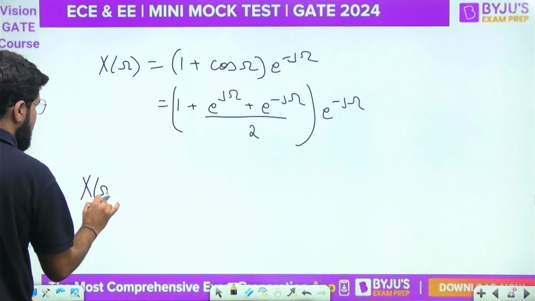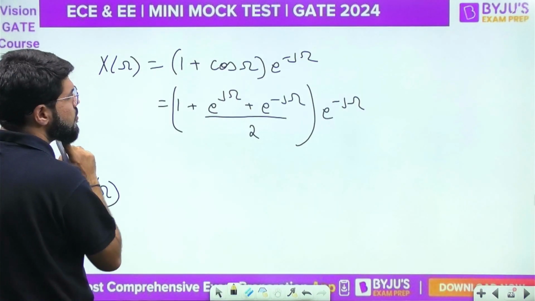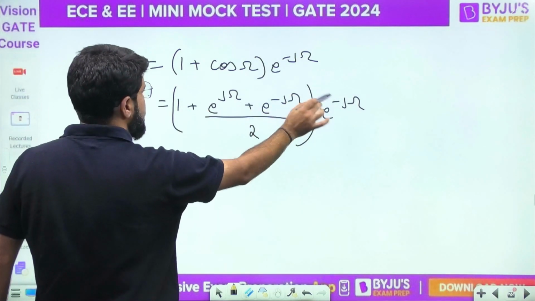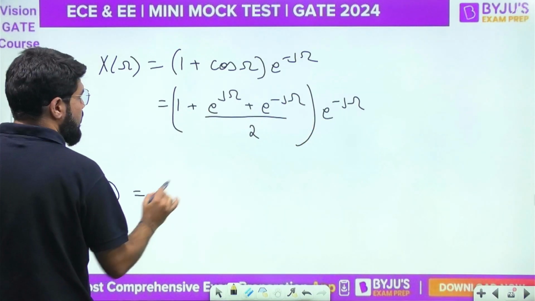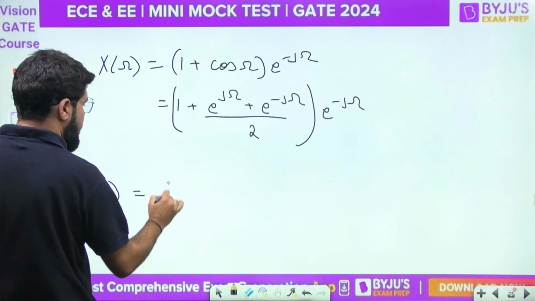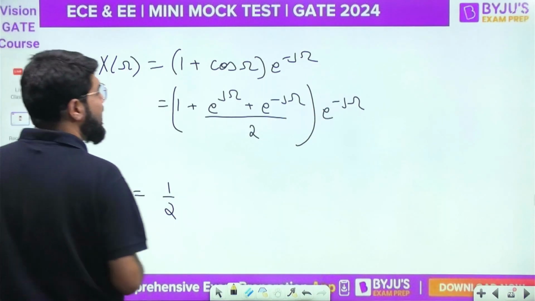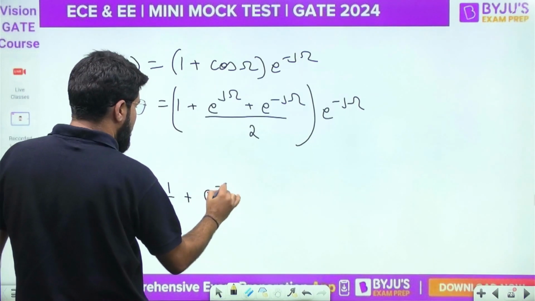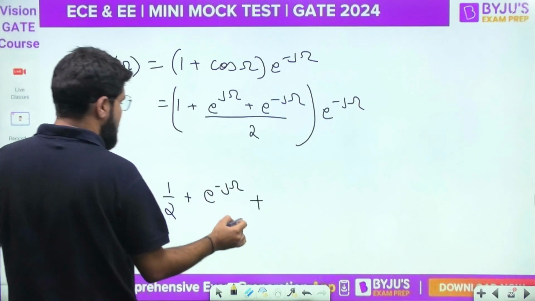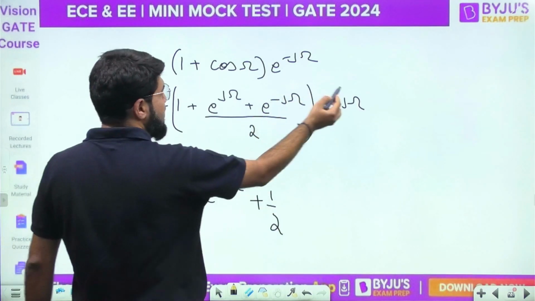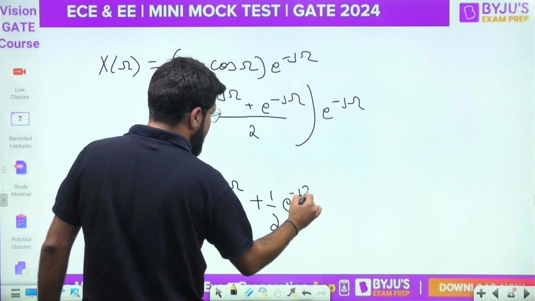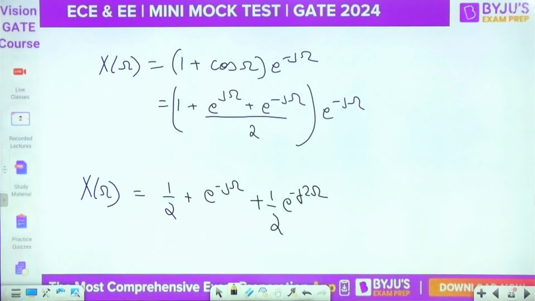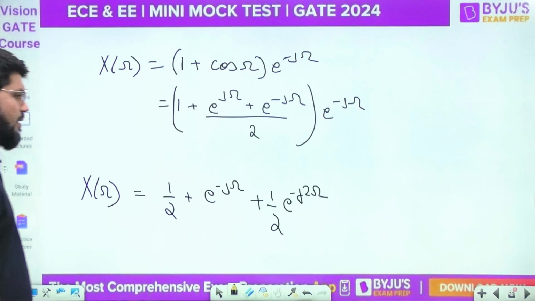Now arranging the terms, this will be minus 2 omega. So e power j omega, e power minus j omega. I start with 1 by 2, then I have 1 into e power minus j omega, plus again 1 by 2 e power minus j 2 omega. That should be the answer, that should be X of omega.